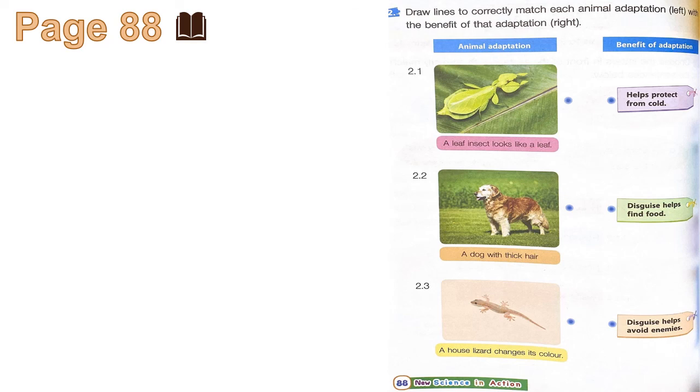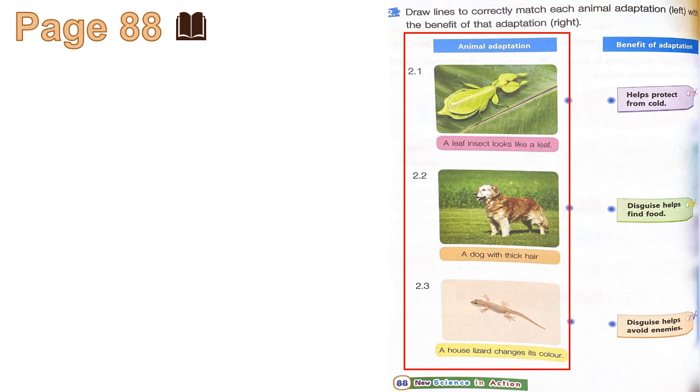Page 88. Number 2. Draw lines to correctly match each animal adaptation on the left with the benefit of that adaptation on the right. Here we have animal adaptation number 2.1. A leaf insect looks like a leaf. 2.2. A dog with thick hair. 2.3. A house lizard changes its color.